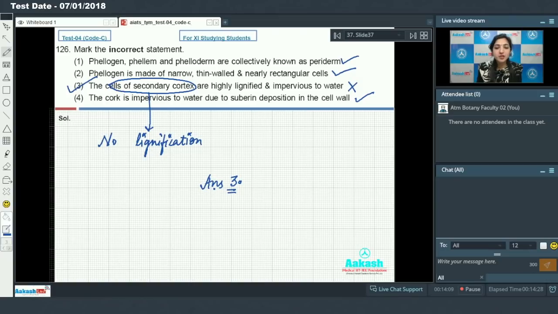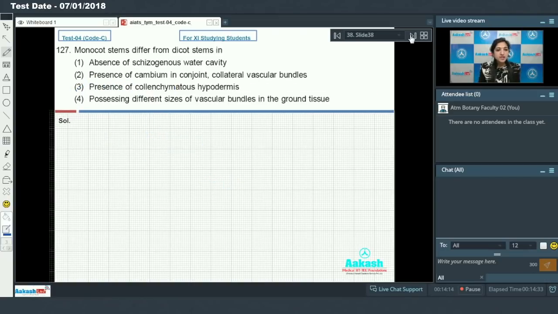Moving on to the next question, that is question number 127. Question number 127 says, monocot stems differ from dicot stems in. How do you differentiate a monocot stem from a dicot stem? So you have to identify the feature which is true for monocot stem and which is false for dicot stem.